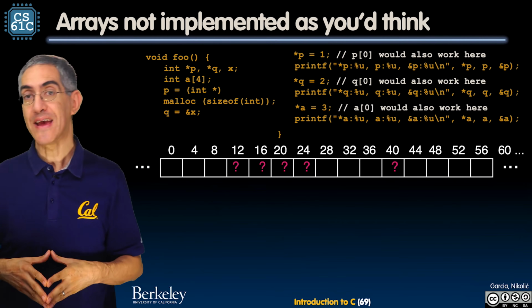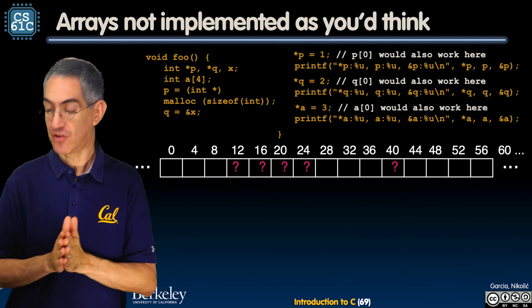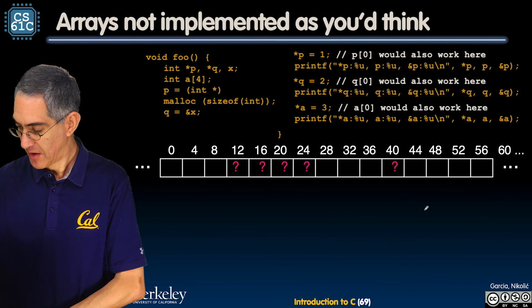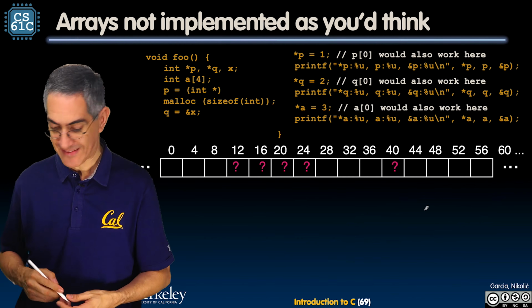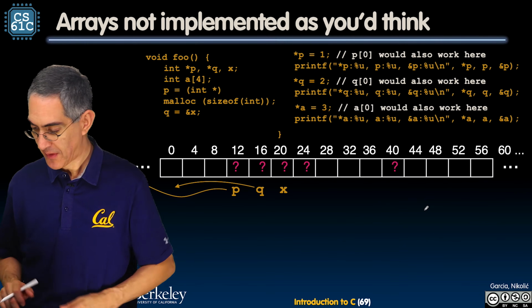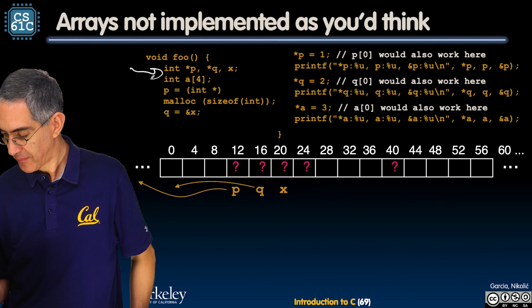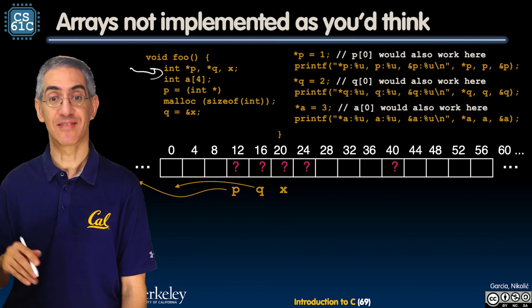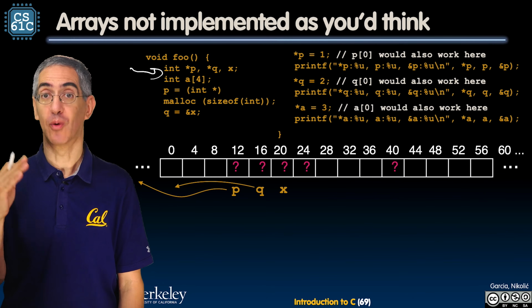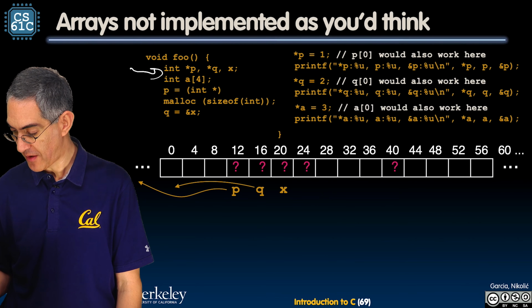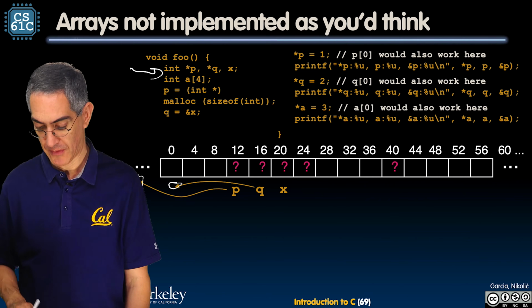Now, arrays are strange. Arrays are not implemented as you'd think. Let me get my pen here and make sure I've got this going. So here's a piece of code, foo. And here's an array. First line. Okay, here we go. int *p, *q, and x. x is an integer. What's its contents? Garbage. p and q are pointers. What's their contents? Garbage. When pointers have garbage contents, we draw them as pointing who knows where.